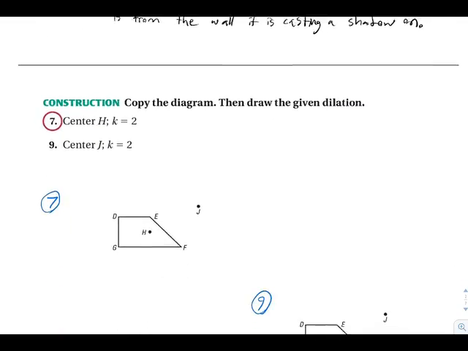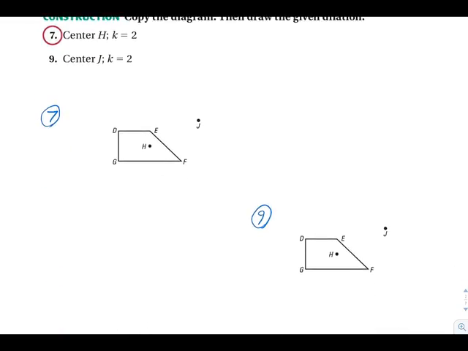Okay. So let's actually do some sketching here then. So copy this diagram and then draw the given dilation. So we have two here. These are both homework problems from the book. So the main idea, and these are just sketches. You can absolutely use a ruler to do this accurately.